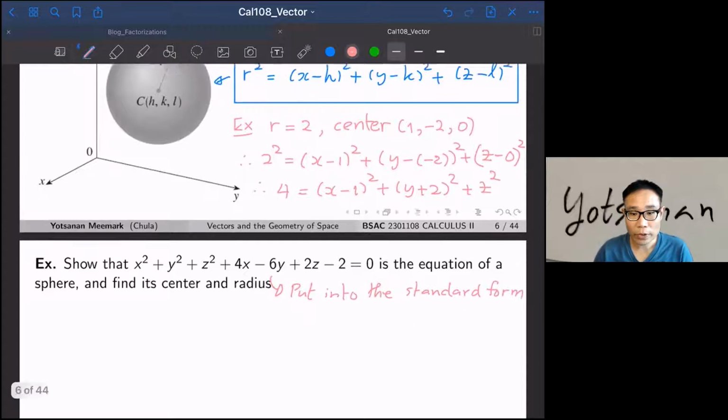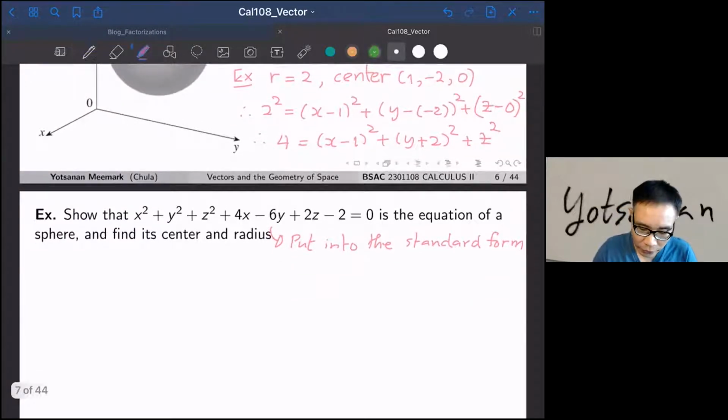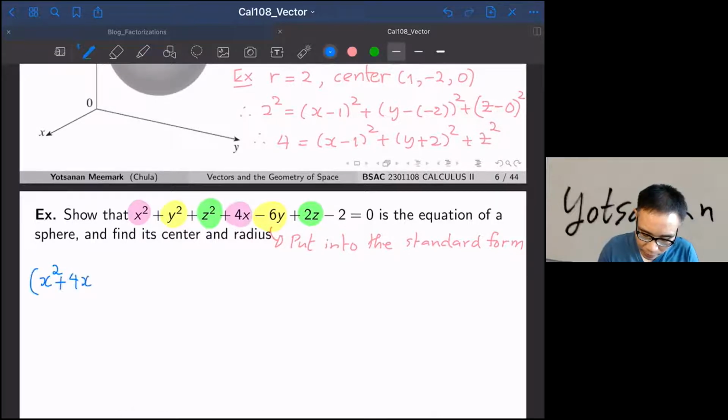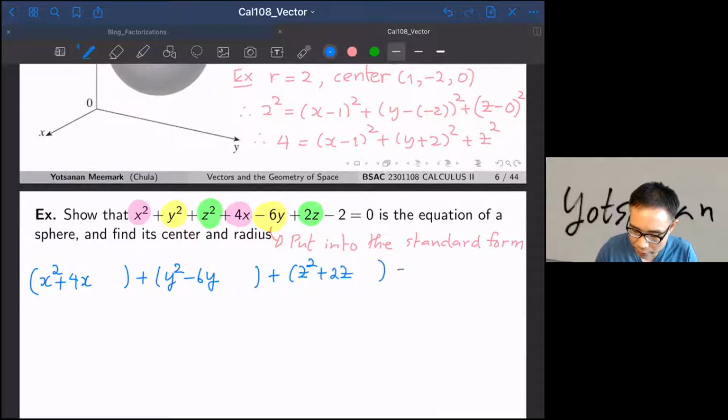Okay, so we'd like to put this into the standard form. You see that I'm going to group x together with x, y together with y, and z together with z. So you have x squared plus 4x, y squared minus 6y, and z squared plus 2z equals 2. And you're going to add.